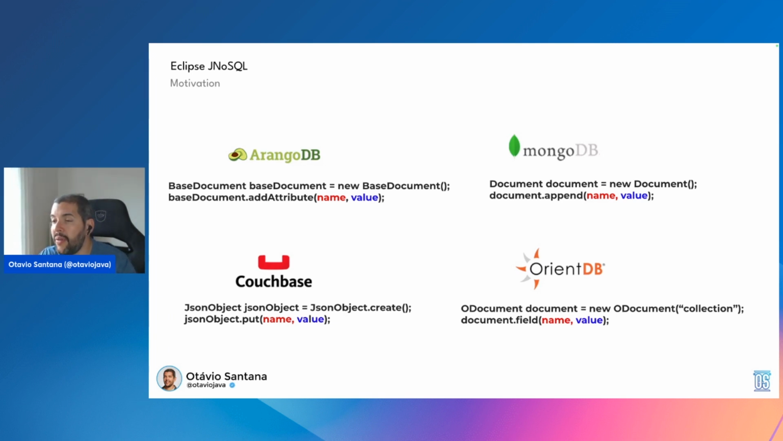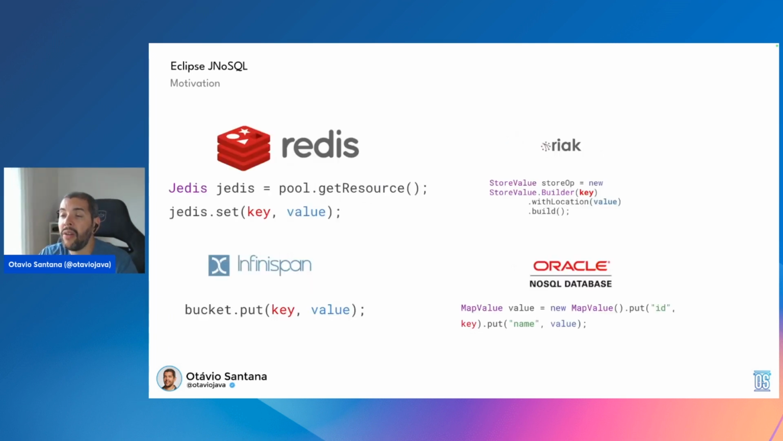Take here, for example, we also have, of course, key value databases. For example, we do have Redis, Riak, Infinispan, and Oracle NoSQL, where I want to do the exact same thing. So given the key, I want to store the value. Given the key, I want to store the value, and so on. So different classes, different nomenclature, different method nomenclature, and so on. But the goal is the same, that is storing information.